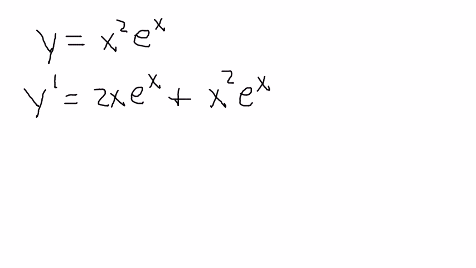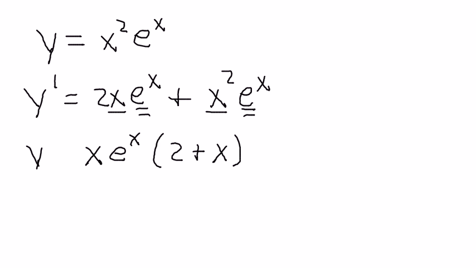And then what you'll see in our answer is that we'll factor out what they have in common. So they have one x in common, and they have e to the x in common. And then you can write what's left over. In the first part it's going to be 2, and the next part it's just going to be x.